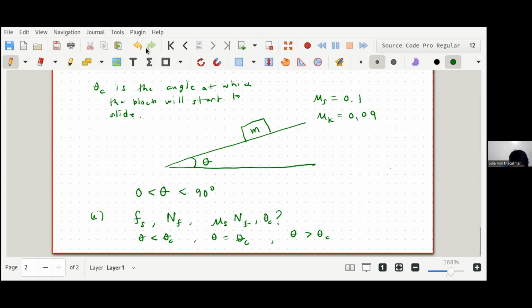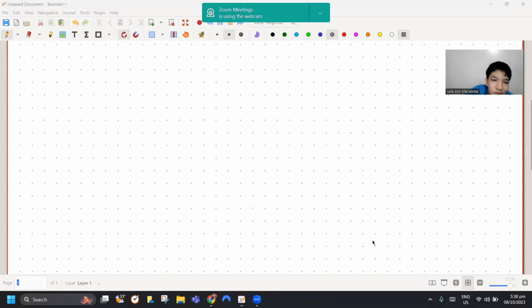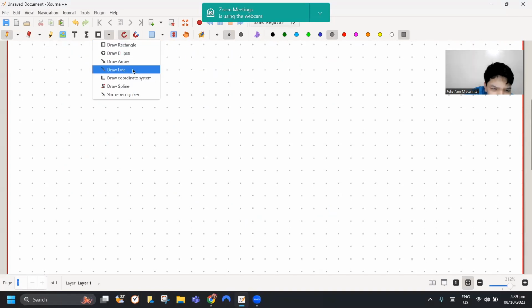Okay, screenshot ko lang para pwede mong i-paste dyan. So may tatlong cases. So set up those expressions. Okay, so stop sharing. So nasend ko na. Ayan. So ngayon, situation. So there's a triangle.